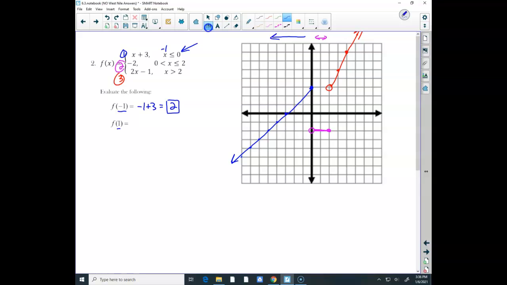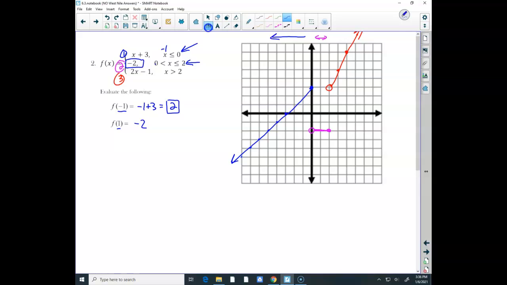Well, which one am I going to fit 1 into? Well, 1 is between 0 and 2, so 1's going to fit into this piece. And when I put 1 into that piece, remember this middle piece here, it's always going to output -2, and I just evaluated it. Okay?